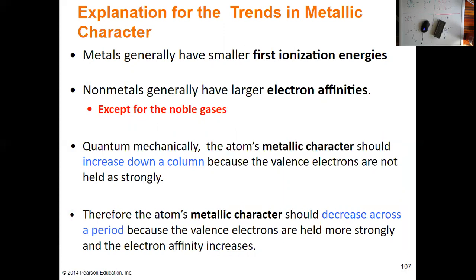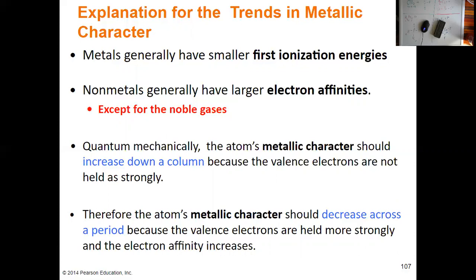Some basic characteristics of metals: they're going to have smaller first ionization energies. That's because metals want to remove their electrons. They have small first ionization energies so that it's easier to remove electrons from them. Nonmetals, on the other hand, are going to have very large electron affinities, with the exception of noble gases.